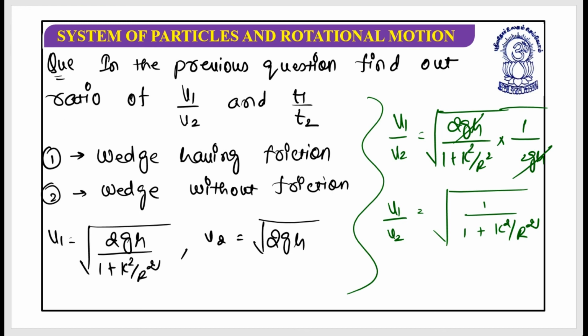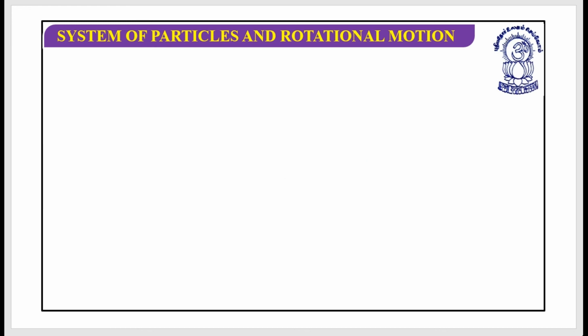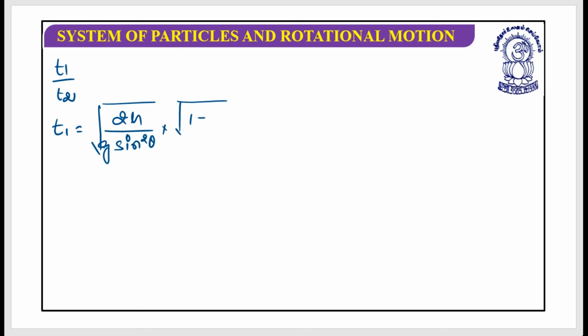Now let's work on the time period, t1 is to t2. t1 was the case when friction was there, and in that case the time period is t1 equals root of 2h by g sine square theta into bracket root of 1 plus k square by r square. This is the case of rolling motion.